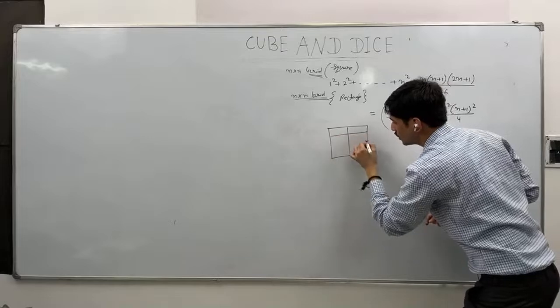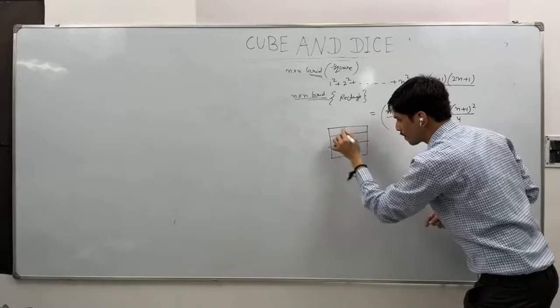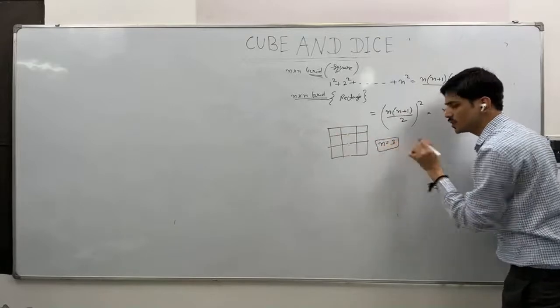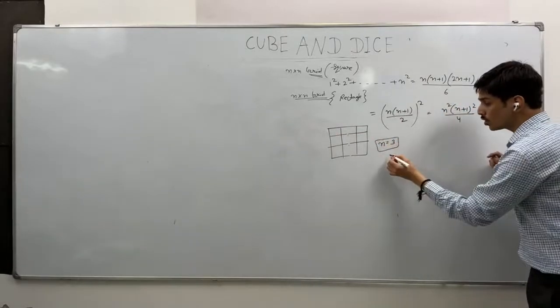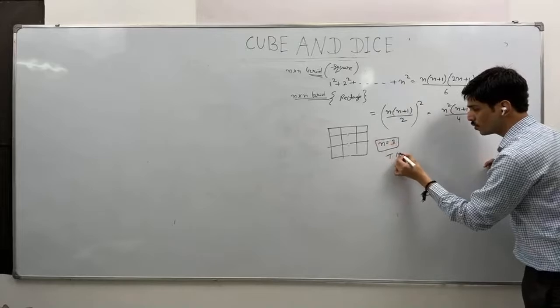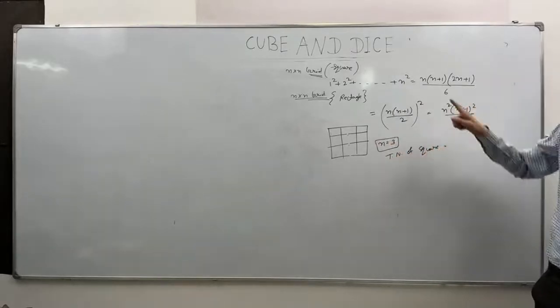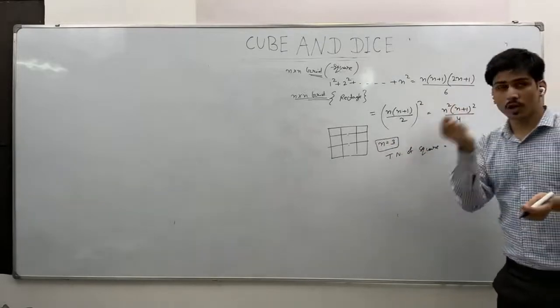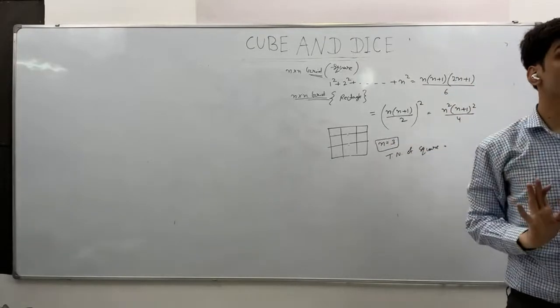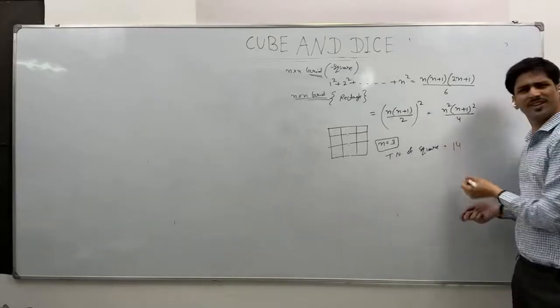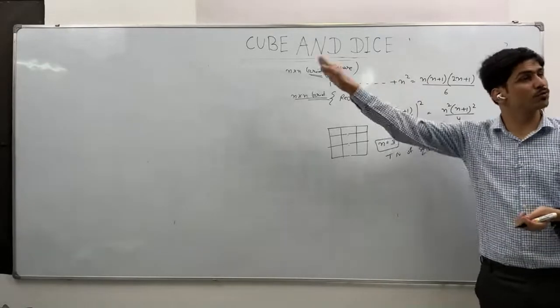Now let's apply this in a 3 cross 3 grid. Tell me what is the value of n here? 3, because this is a 3 cross 3 grid. If I ask you the total number of squares, it is 14, given by this formula, or you can do 1 square plus 2 square plus 3 square. What will the answer be? 14.